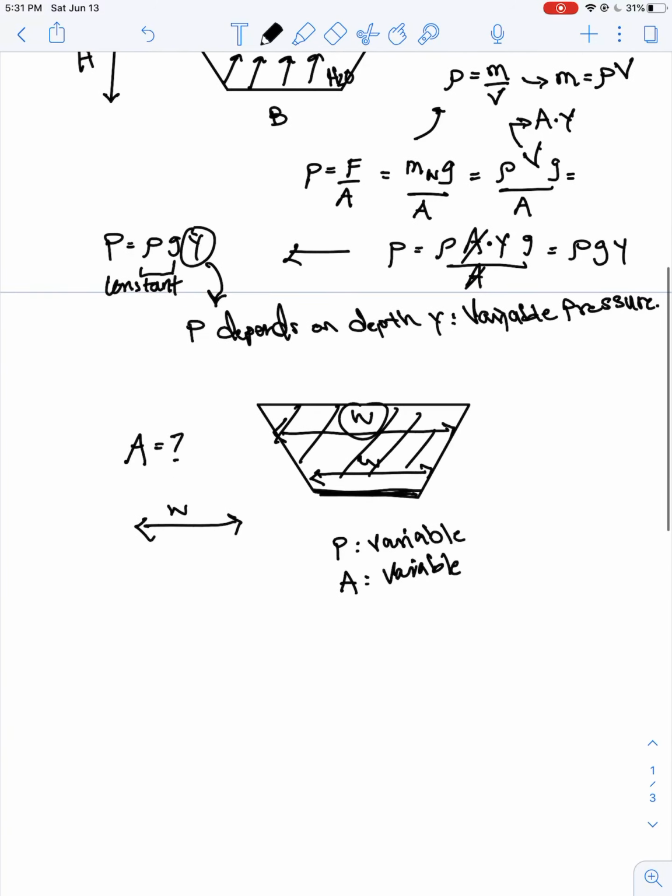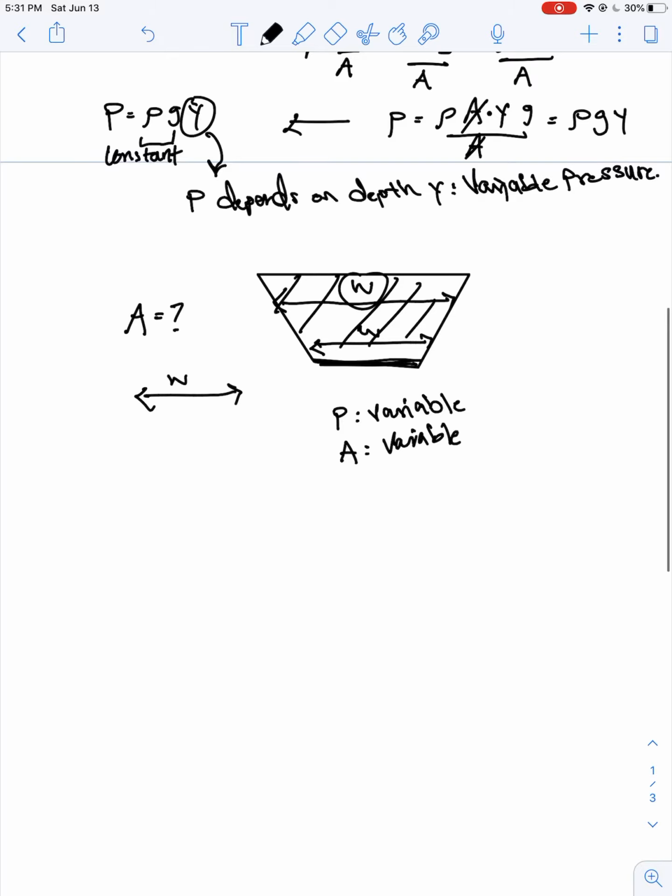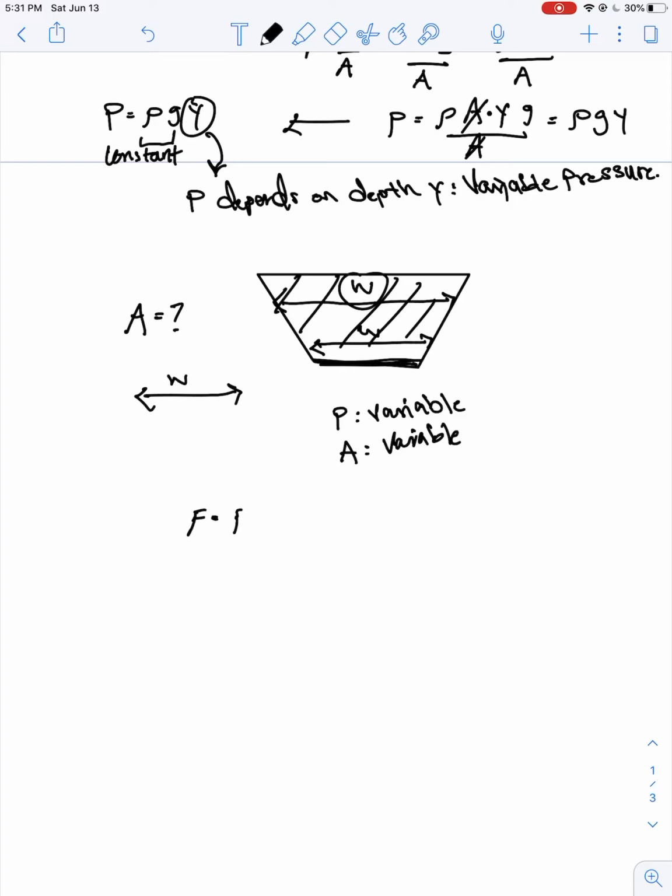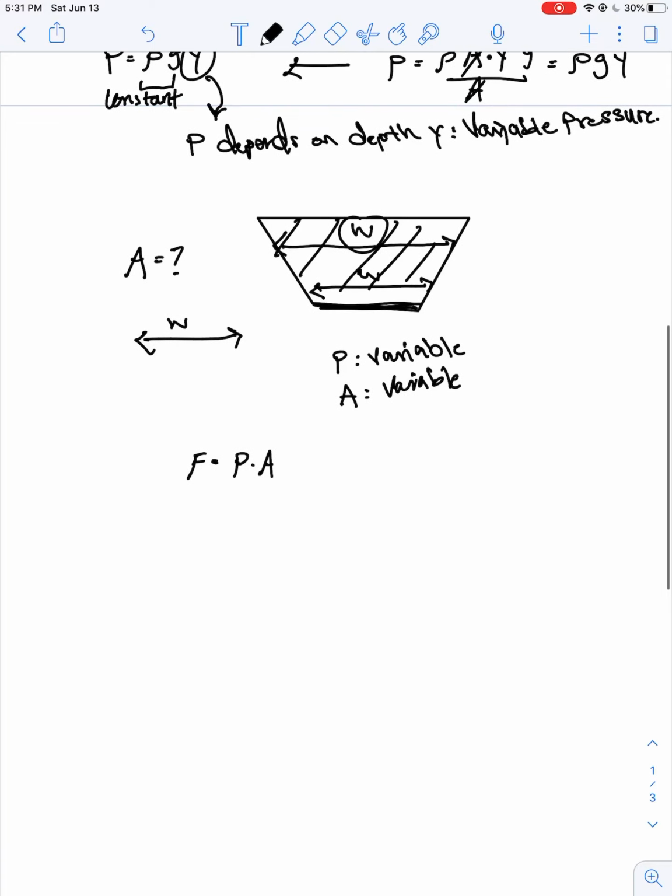So keeping these two things in mind, we realize that finding this horizontal force of the water on the dam depends on the pressure and the area, which both are variable. And so we can start off with something simple. We know that the force is pressure times the area. And since the area is variable, the force will be variable.